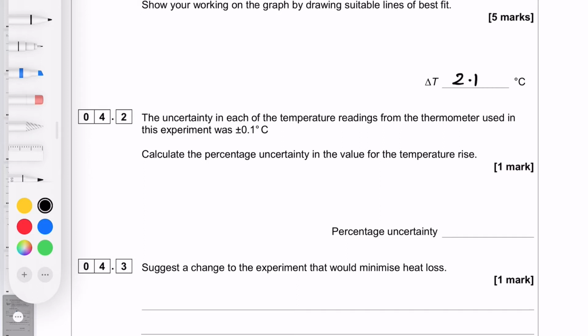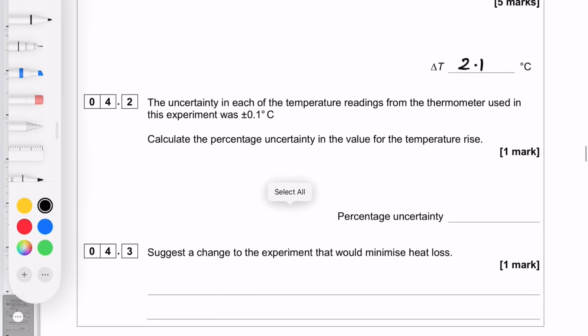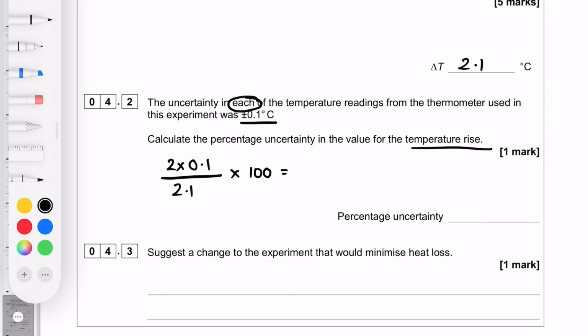It then says the uncertainty in each of the temperature readings was 0.1. Now we took 2 temperature readings to get our temperature rise value of 2.1. If you didn't quite get 2.1, you would have to put your value down at the bottom here. This comes out to be 9.5%.